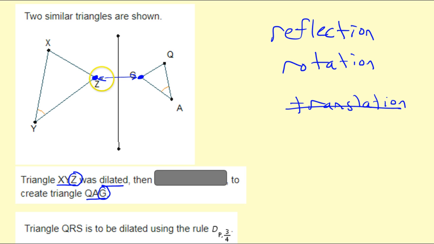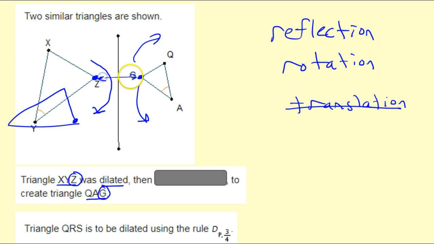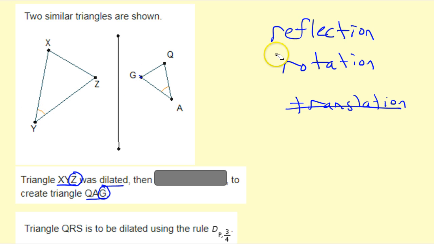So if this were a rotation, then this point Z would move somewhere else, like maybe it would come down here or something. But point G is still in the same spot. I mean, it's on the other side of the line, but it hasn't moved down or up. It's just straight across. So that tells you that it's actually a reflection.